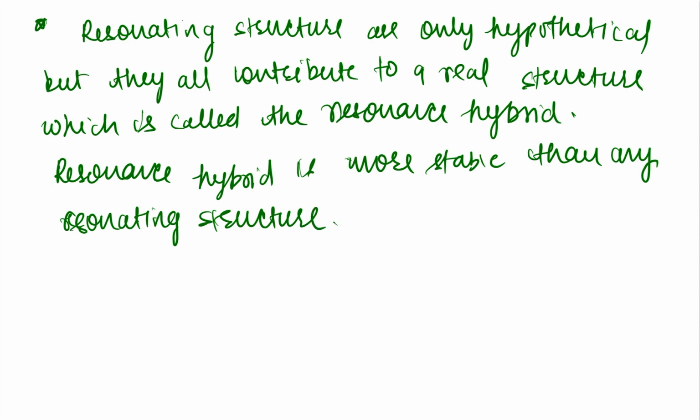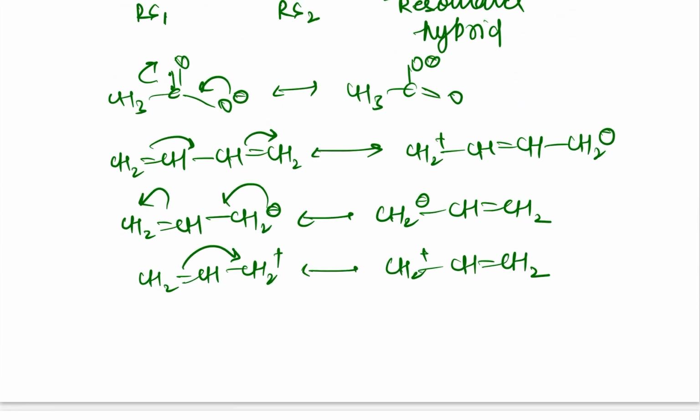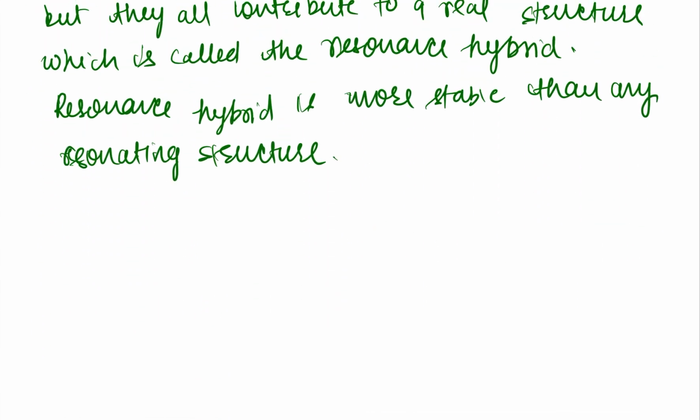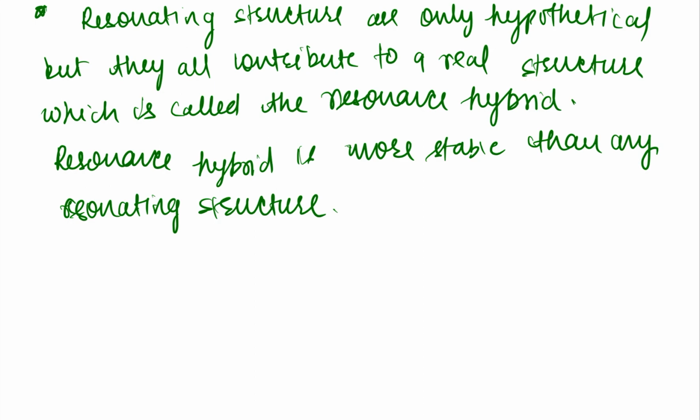So the resonating structures we are drawing, these all are hypothetical structures. But if we draw its resonance hybrid, like here, this is a real structure. That is, it exists in the solution, but these are hypothetical structures just to explain the real structure and to explain the stability of the molecule. So it is a hypothetical phenomenon, just to draw on pen and paper to explain the stability of the molecule.